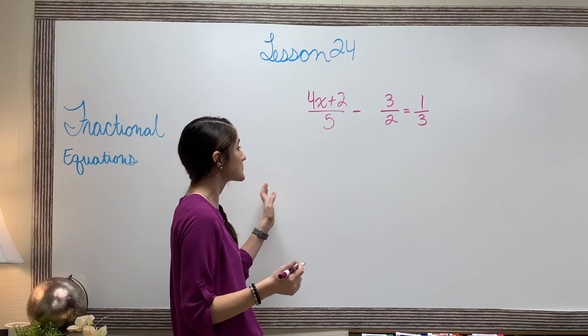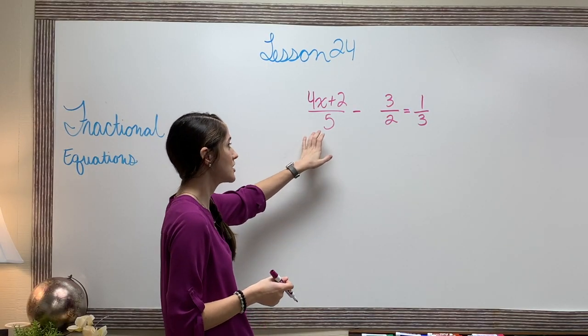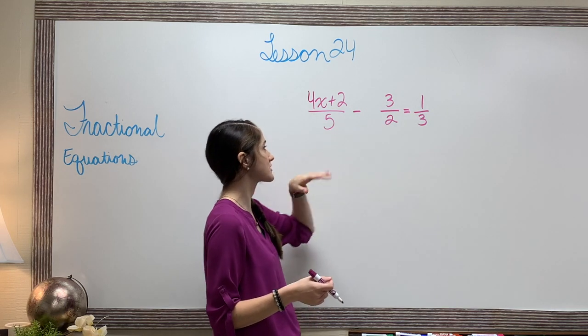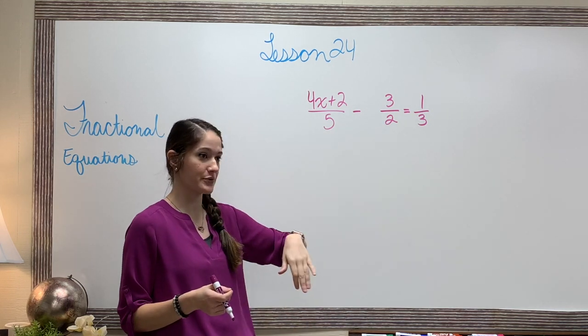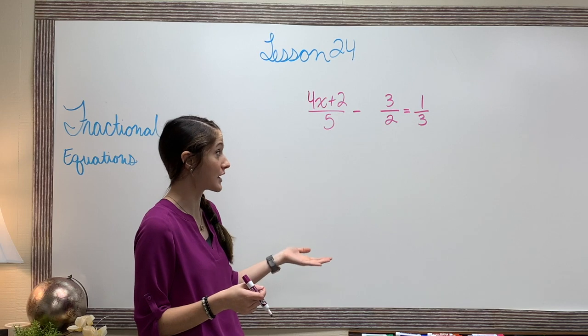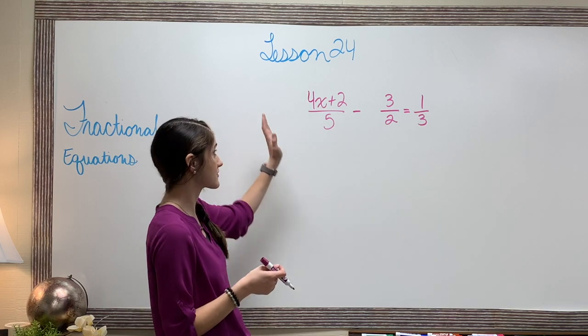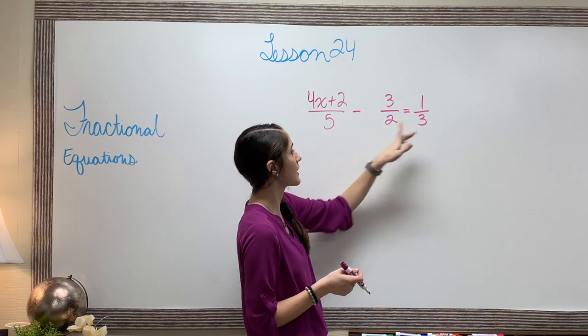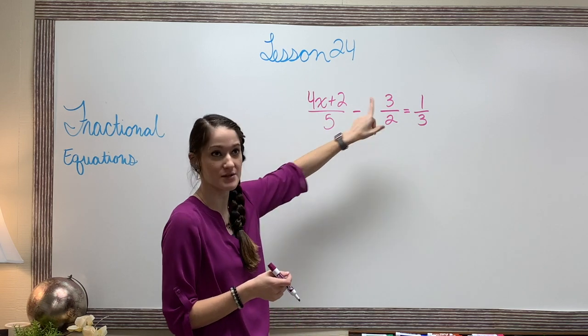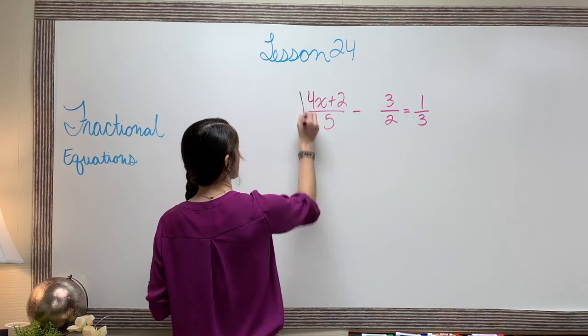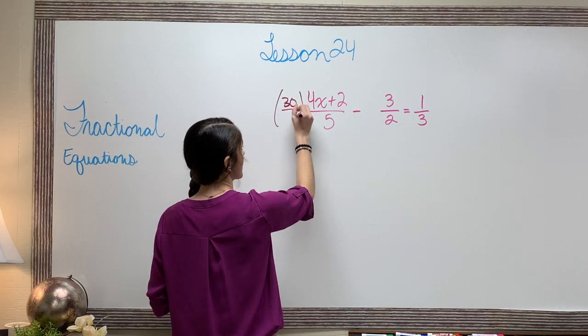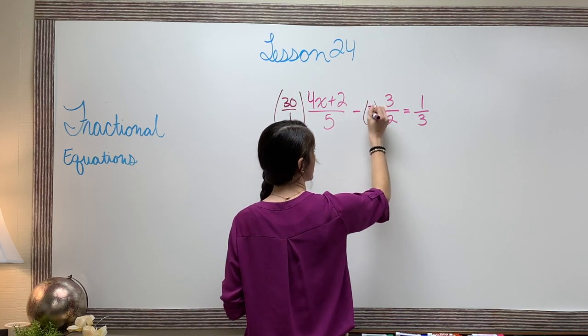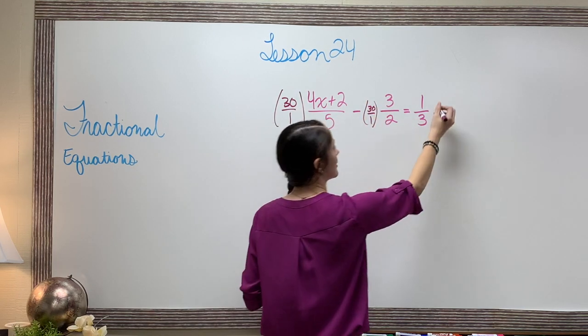Okay, so our next practice problem, same situation. We need to find our least common denominator. So I have 5, 2, and 3. So it's going to be 30. That's going to be our least common denominator. Then I need to multiply all three terms by it. Notice I left a little gap here so I could fit that in. And so we're going to multiply everything by 30 over 1. Sorry, that one's really small.